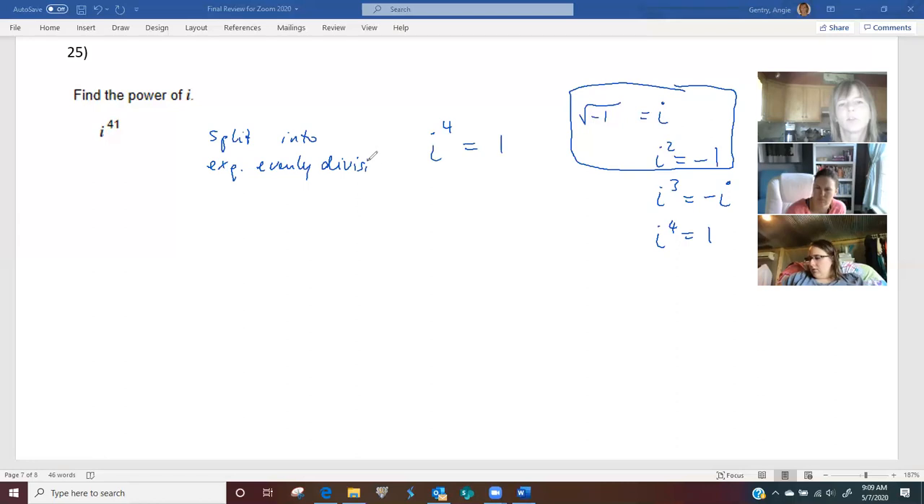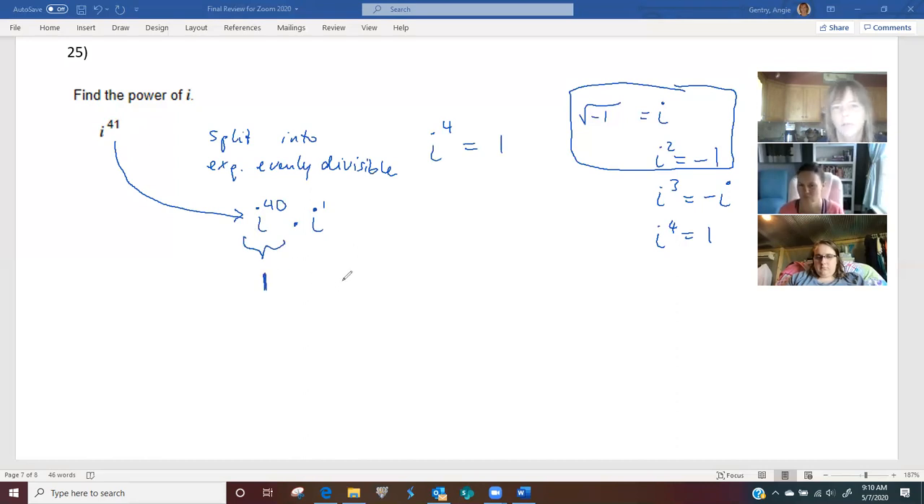I always like to show this going all the way back to the details, but really you can just memorize that if it's evenly divisible by 4, it automatically turns into a 1. So we're going to take this thing and split it into i to the 40th times i, which if you multiply them, the 40 plus the 1 technically is the 41. This turns into a 1. I'm going to show that again off to the side because I want you to really understand it. And 1 times i is simply i.